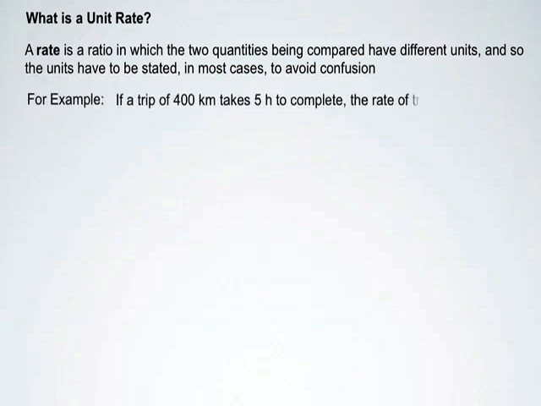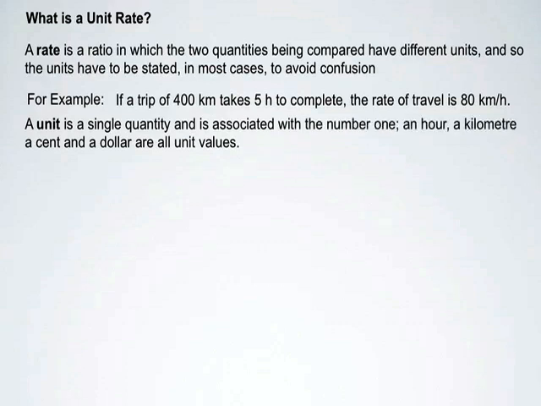So for example, if a trip of 400 kilometers takes 5 hours to complete, the rate of travel is 80 kilometers per hour. So notice that we're comparing kilometers to hours. When we have a ratio, we're comparing the same things. We would have kilometers to kilometers or hours to hours. So as soon as we take two things with different units and compare them, now we have a rate.